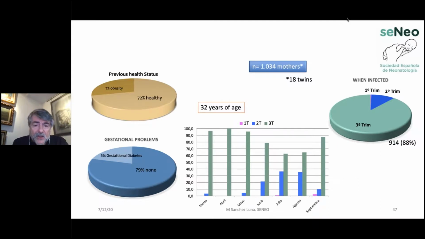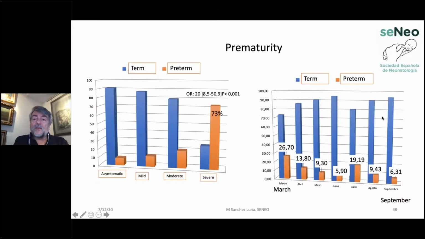And today you can see the mean age of the mothers is 32 years of age. This is very similar to the mean age in our country, 32 years for the first pregnancy. And as you can see, again, gestational problems appear in 5% of the mothers with gestational diabetes, and 7% of the mothers again were obese. So most of the mothers were infected at the end of the pregnancy during the 3rd trimester. So what about the prematurity rate? On the right-hand side of the slides, you can see in the blue color the term babies born, and in the orange the preterm.